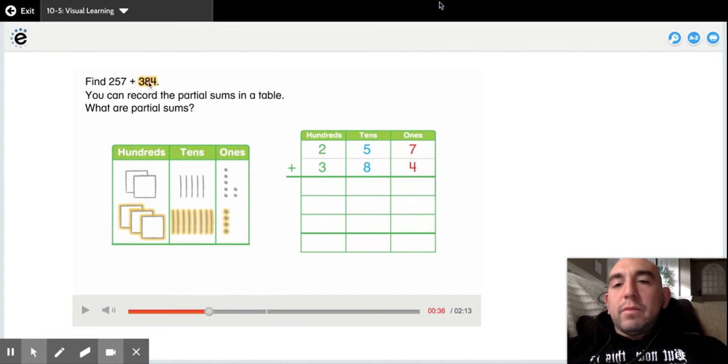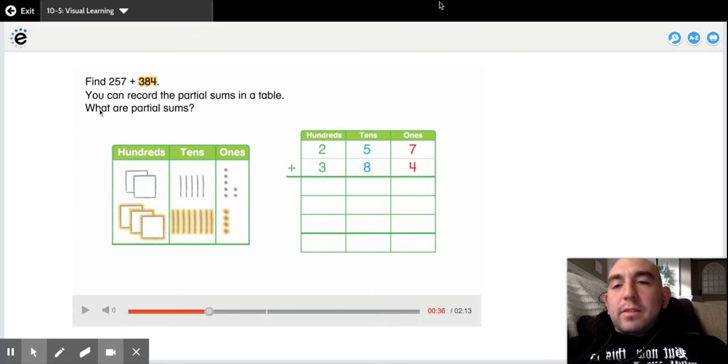And we'll do the same thing for 384. 3 hundreds, you see here, 8 tens here, and 4 ones here. So all we're doing is, instead of drawing models, writing the numbers.